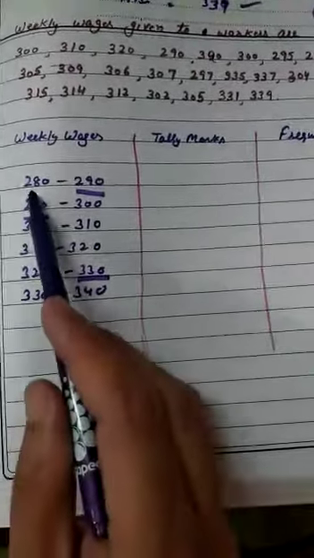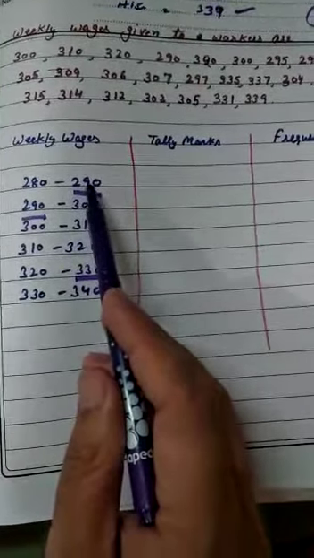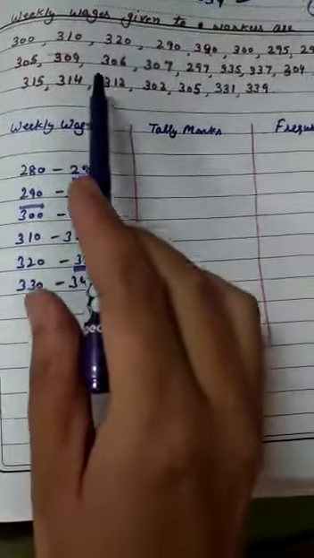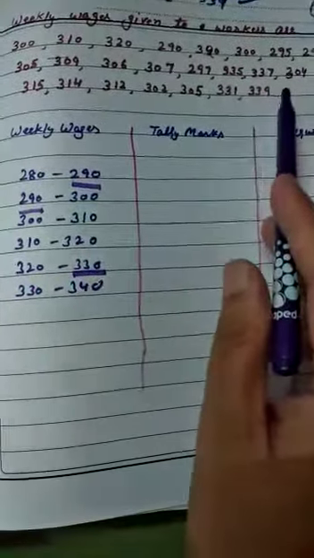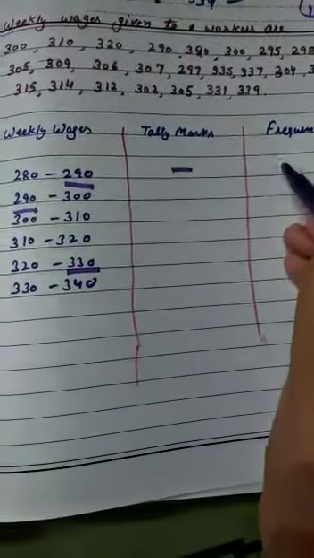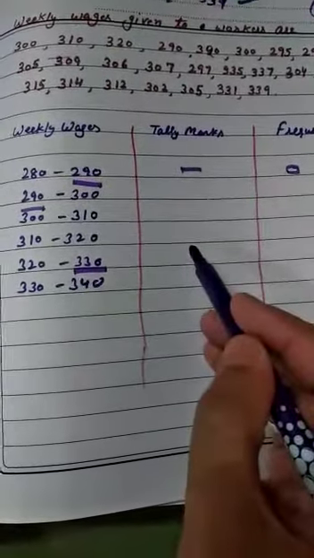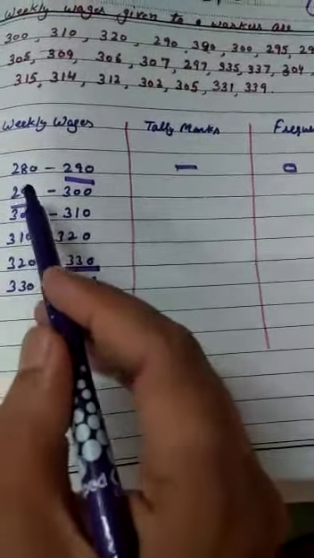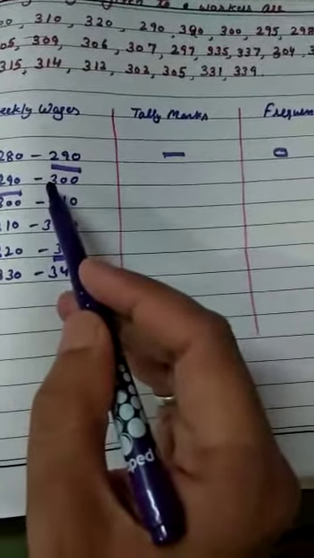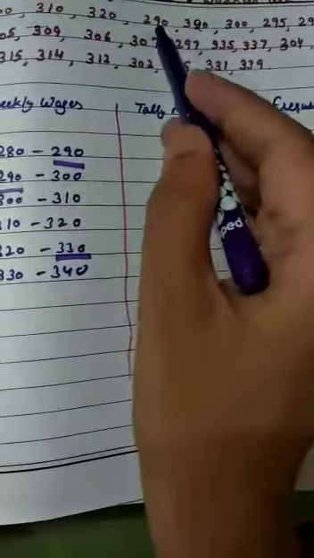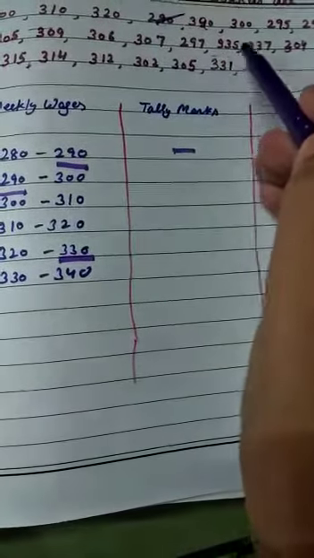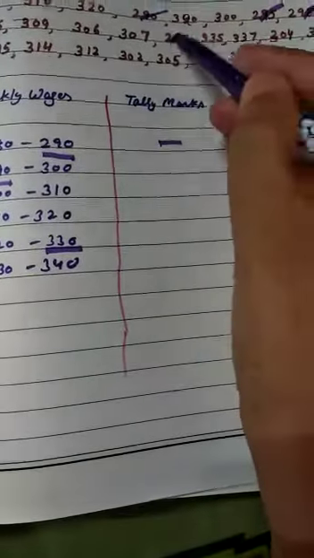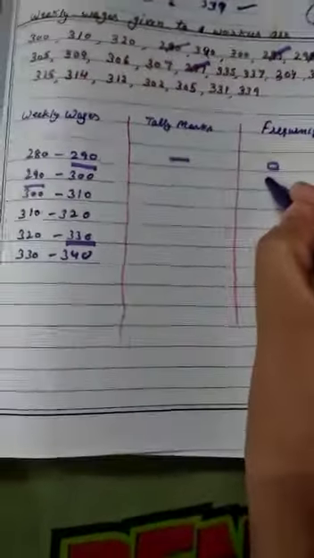Now just check. Between 280 and 290, we will have the numbers from 280 to 289. Between 280 and 289, there are no numbers, so the frequency will be 0. For 290 to 300, just count. 290 will be counted in this class. 1, 2, 3, and 4. So the frequency will be 4.